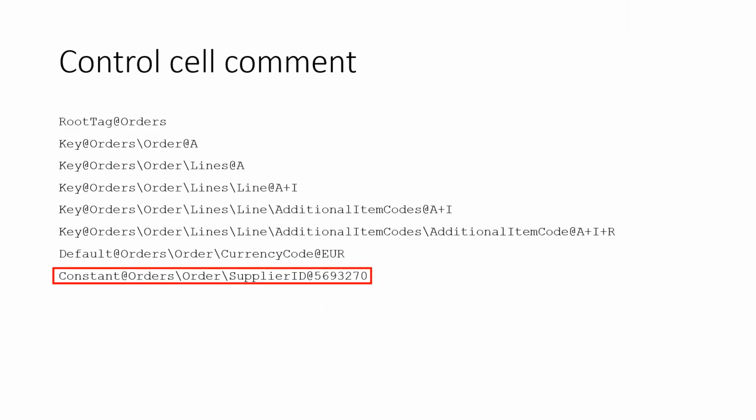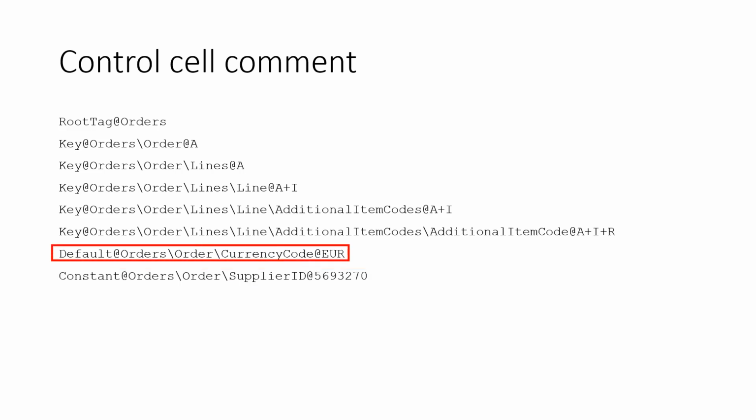Constant records are used to provide values for tags that are not present in the body of the spreadsheet. The supplier ID tag does not have a corresponding column in the spreadsheet, so instead the import process will always set its value to 5693270. Default records are used to provide default values for columns that may or may not be completed by the sender of the spreadsheet. In our scenario, if the sender doesn't specify a currency, we want to assume they mean EUR.